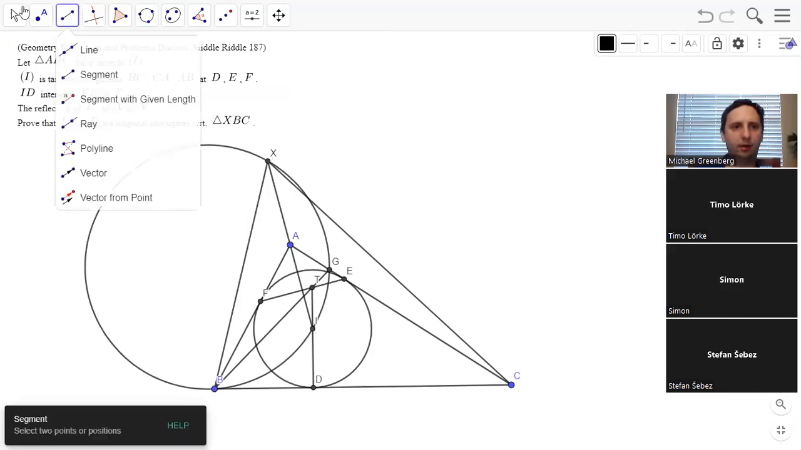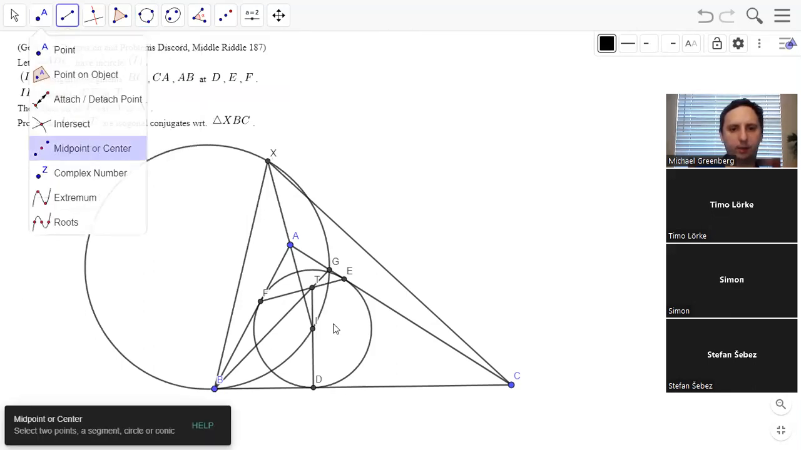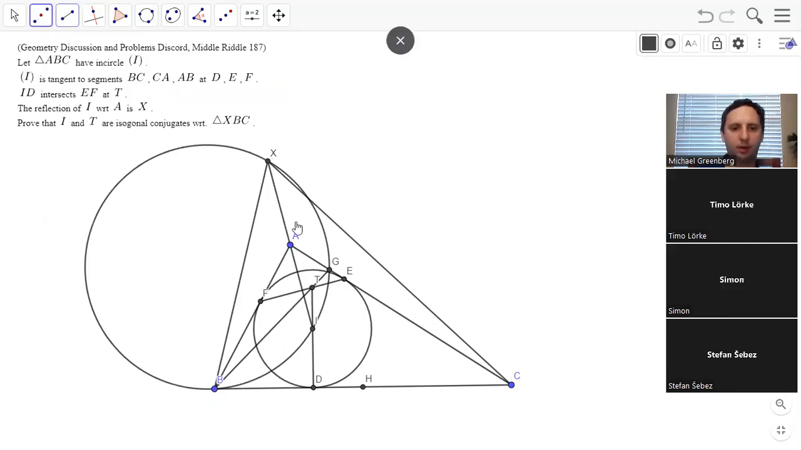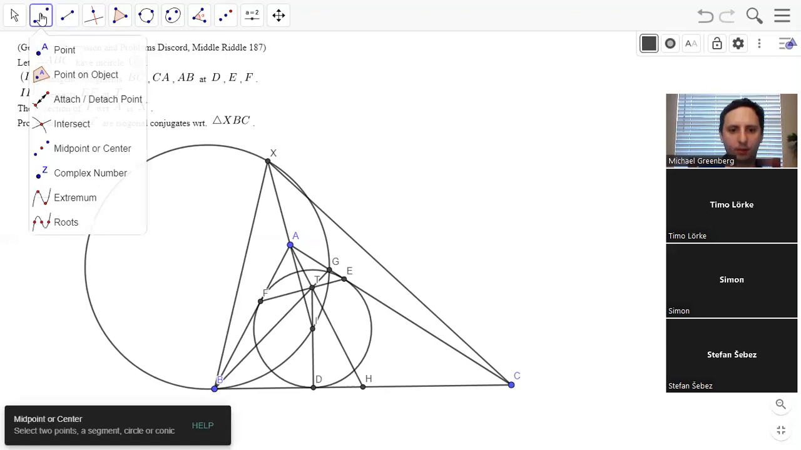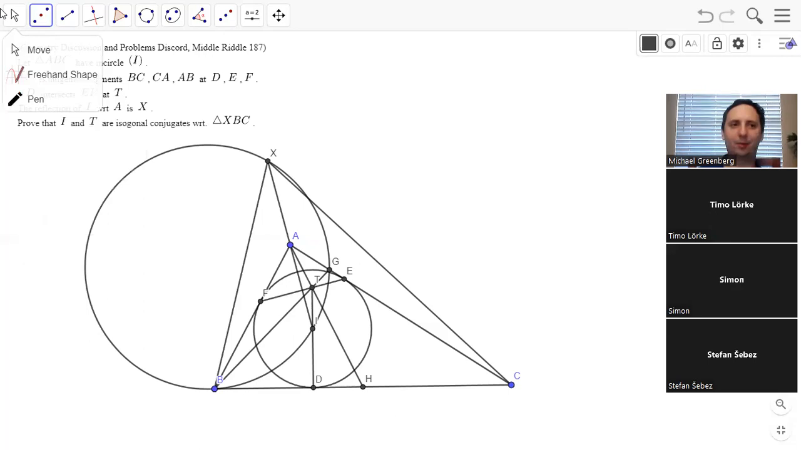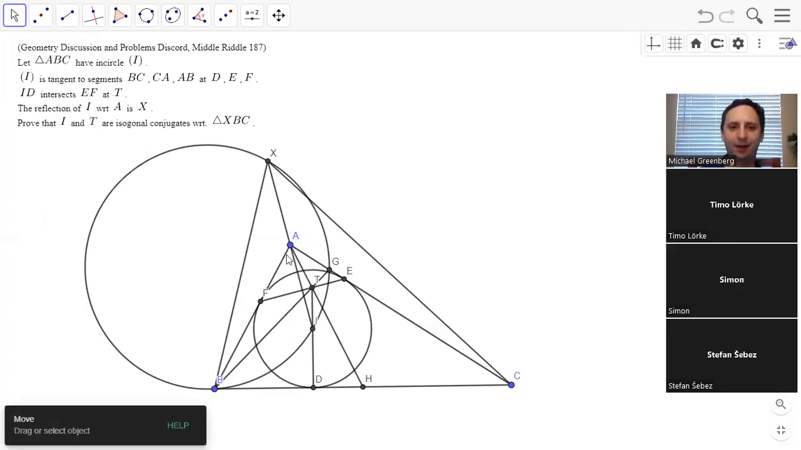And AT passes through the midpoint of BC. I think that can be proven with projective geometry or a couple of ways. Basically, that should be able to be proven with projective geometry, although I'm not going to do it right now. But yeah, AT passes through the midpoint of BC.